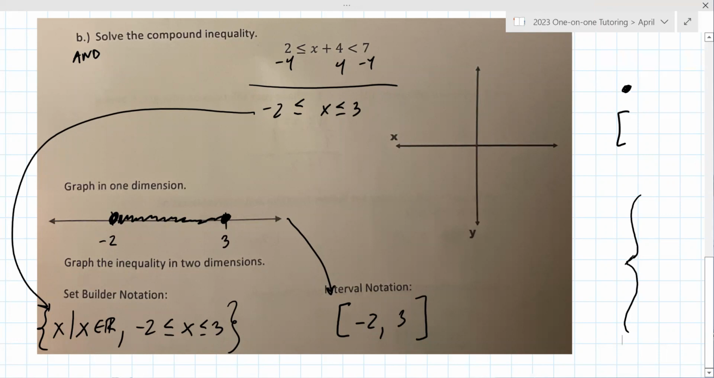Cool. All right. Now to the graphing, right? The graphing, so bad.